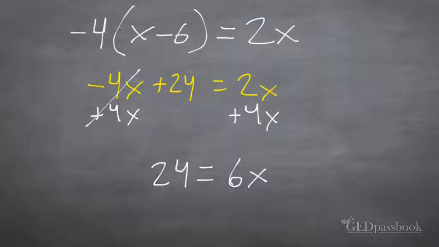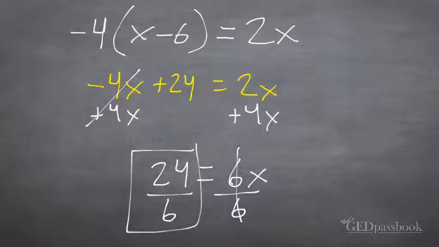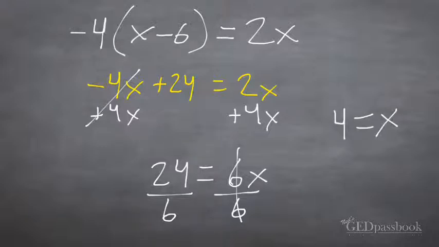Now we want to detach, right? Now we want this number back over there, away from the variable. So now we do our famous division, and we ask ourselves, what's 24 divided by 6? I found my x. 4 equals x. Do you guys see that?